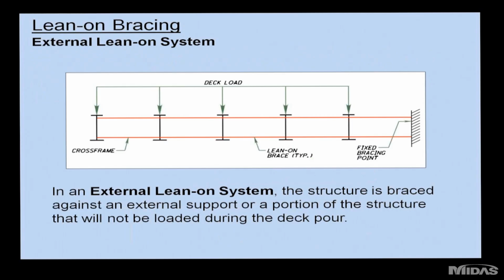Second form of the lean-on system is to use an external lean-on system. In this case, you do not have any cross frames within the loaded portion of the bridge. You're braced to an external point. The way this has been used previously is with stage construction. You brace to another portion of the bridge that's not going to have the deck loaded on it, so that when this portion deflects, there's no cross frames to torsionally restrain the girders. They can go straight down, and they all stay plumb, ideally.